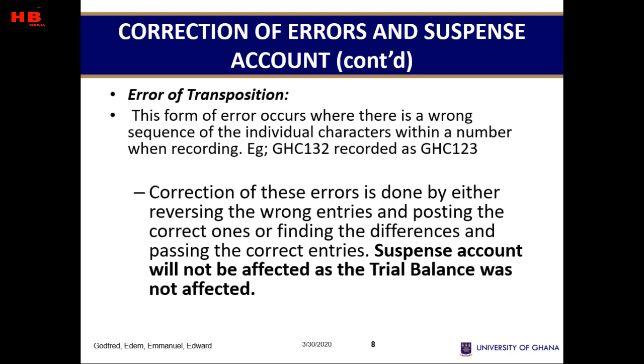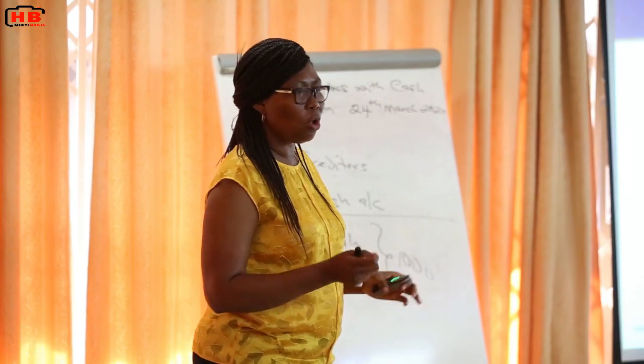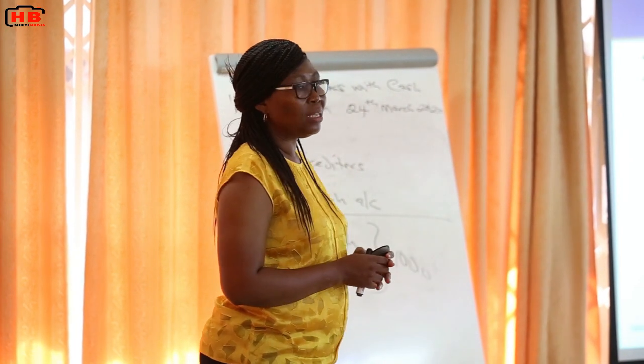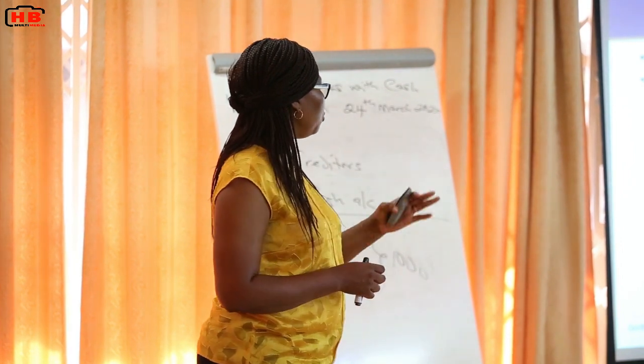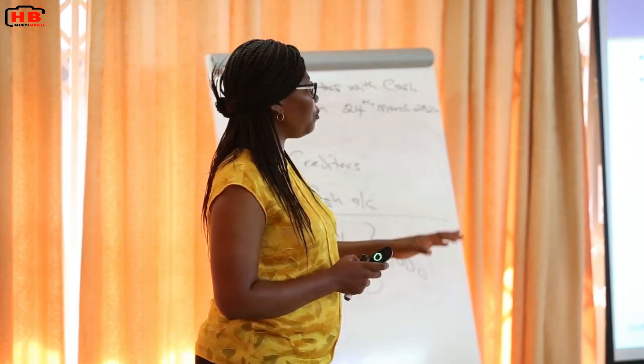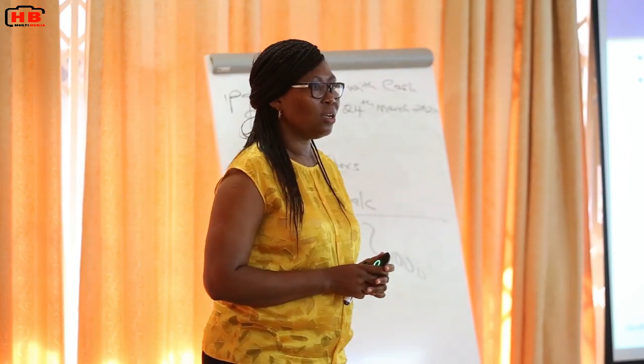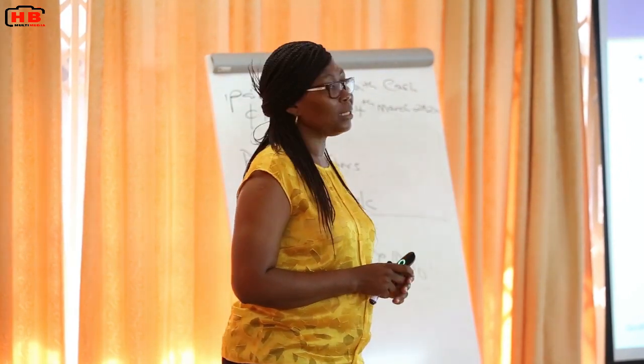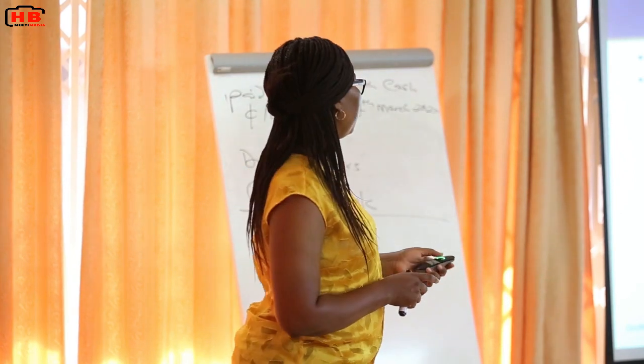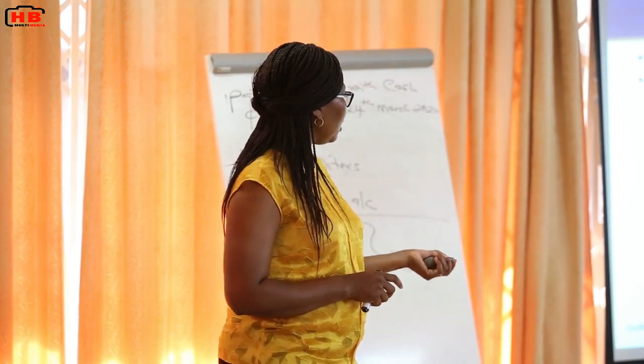Suspense account will not be affected as the trial balance was not affected. So for errors that do not affect the agreement, we don't need what? A suspense account. All we do is to open the general journal and do the corrections. Those that we have to reverse and pass the new entry, we will do that. Those that we have to find differences, we will do that. And that is it, as simple as that.